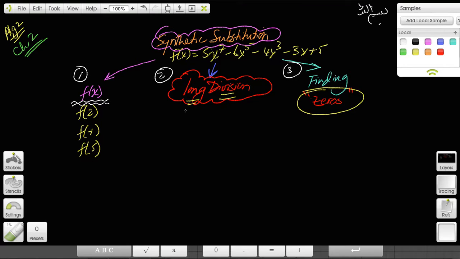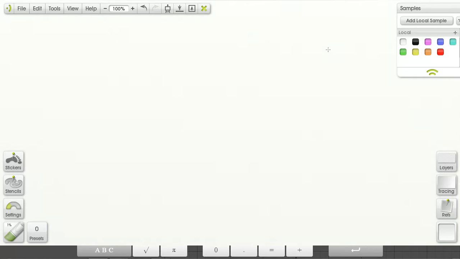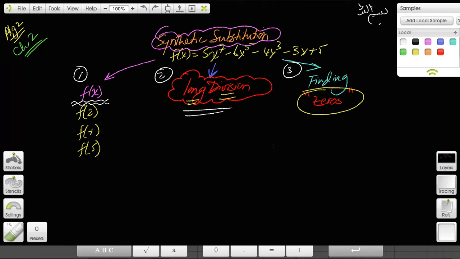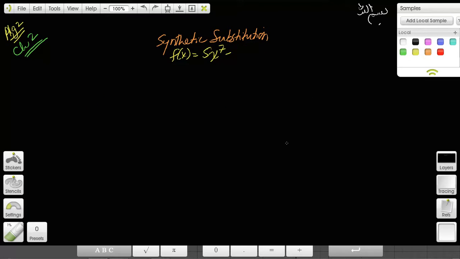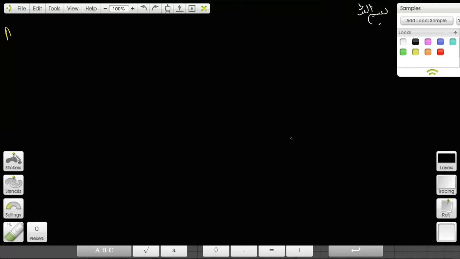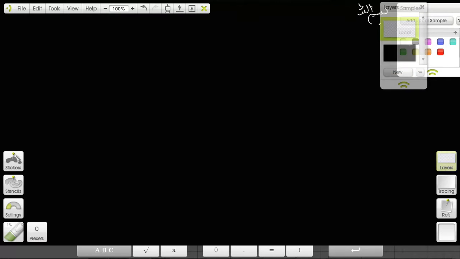Today, however, we are going to review long division that we have done before. Now, long division, some students find cumbersome, but I think it's actually not very difficult if you do it methodically. Okay, so let's do this.